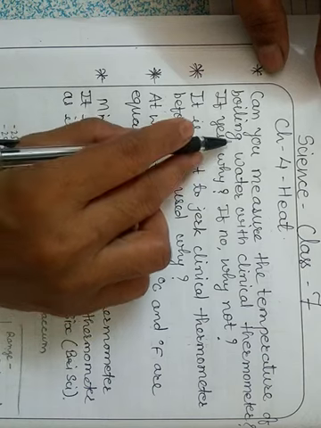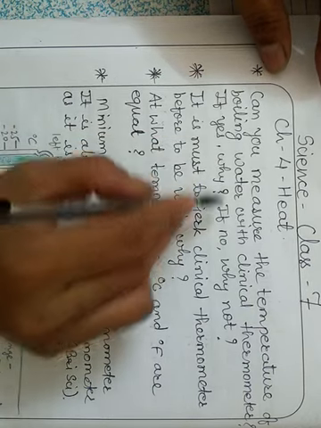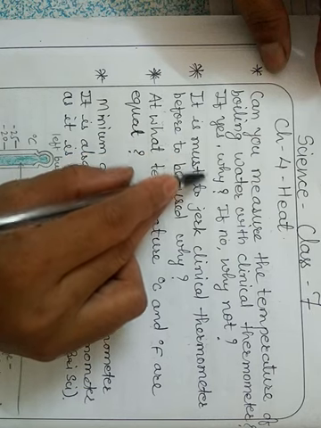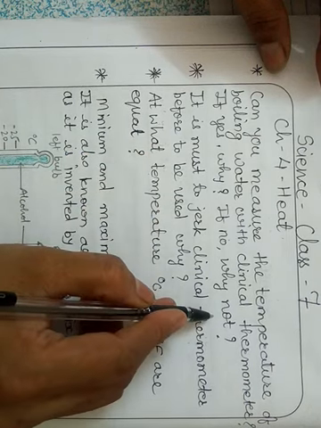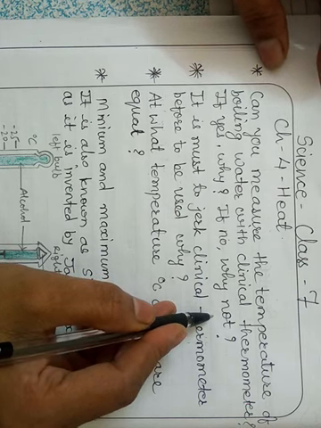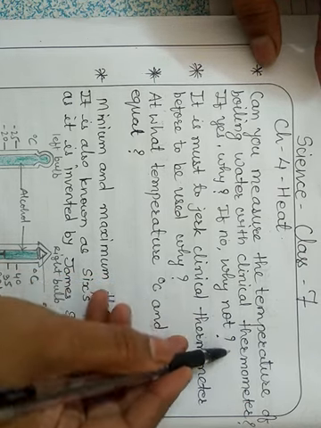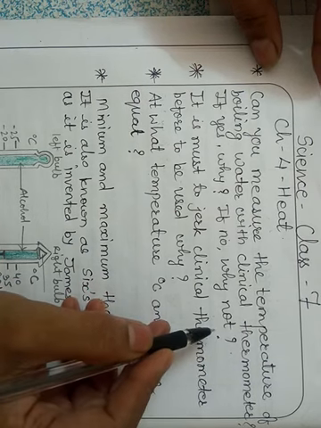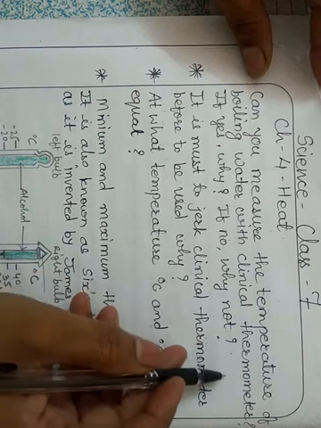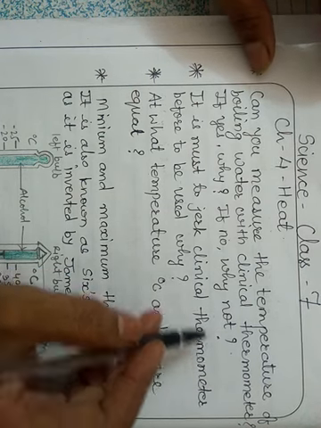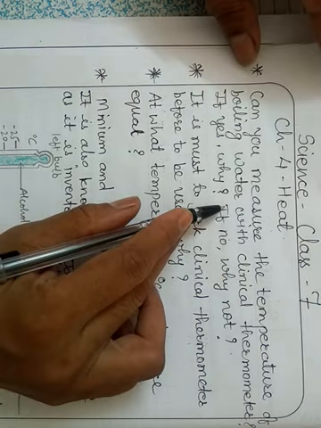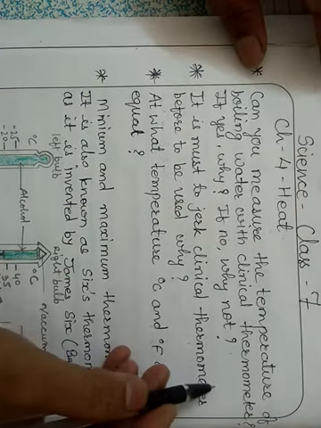The first question is, can you measure the temperature of boiling water with a clinical thermometer? If yes, why? If no, why not? We have seen there are two types of thermometers, clinical thermometer and laboratory thermometer. Both thermometers are for different purposes. So here is the question, can you measure the temperature of boiling water with the clinical thermometer?